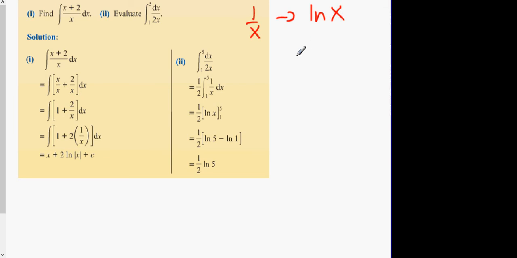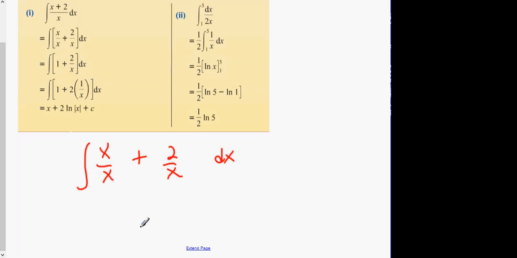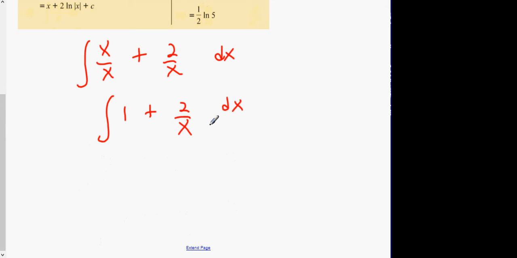So let's look at the first example. Find the integral of x plus 2 over x dx. What we're going to do is separate it into 2 separate fractions. Is everybody happy with that? Then once we do this, we get the integral of 1 plus 2 over x dx. Now, I can do this 2 ways. If I see this 2 here, I'm going to turn that into a 1, and outside it I'm going to say multiply by 2. Can anybody tell me why I might have done that?